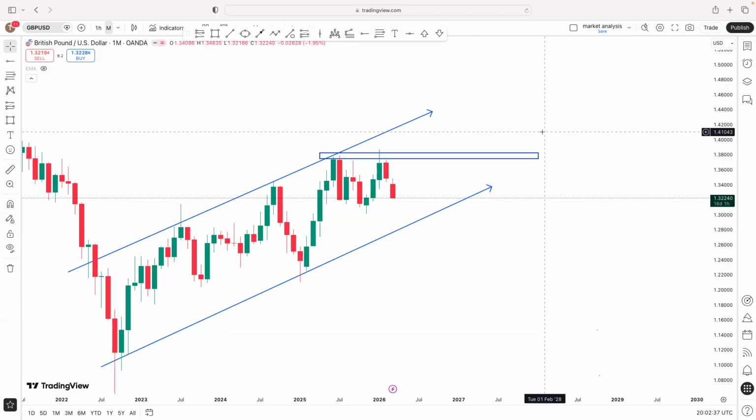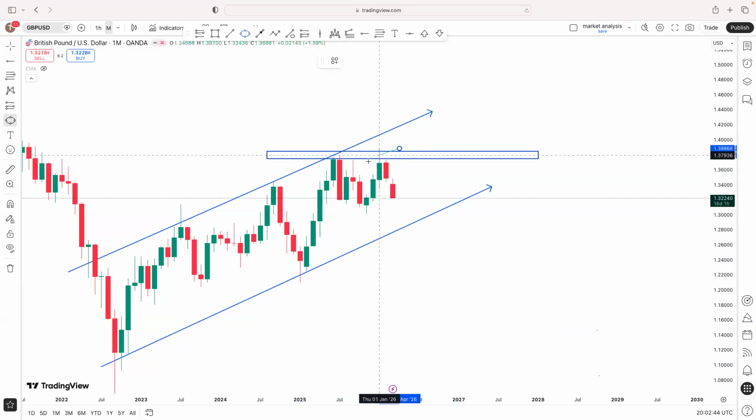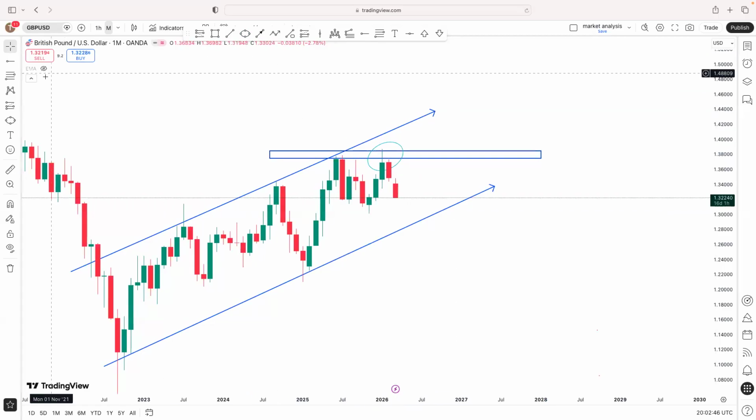And besides that, remember we are sitting at an area of interest, but at the same time, the market gave us what we call a rejection. That's another factor of confluence.